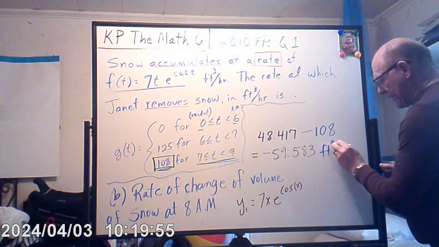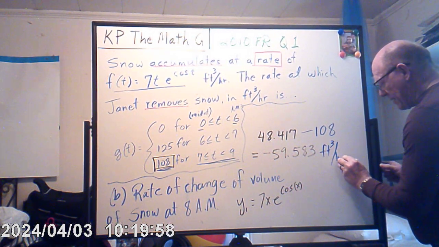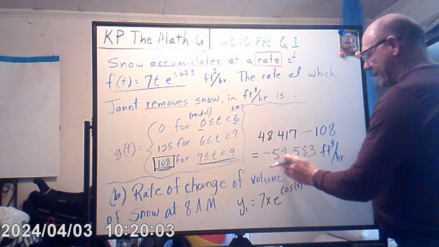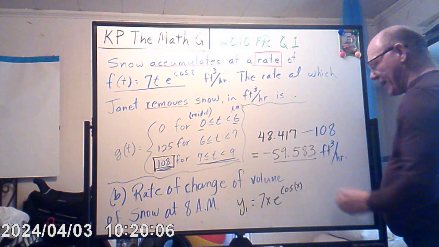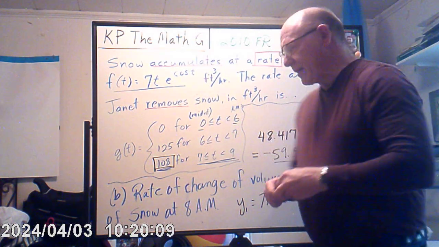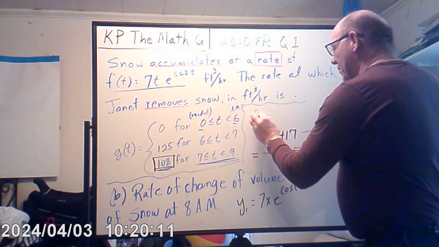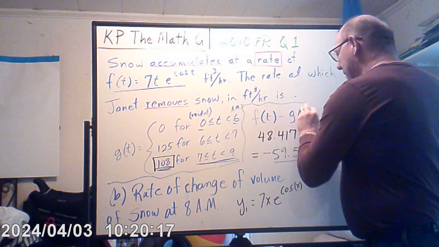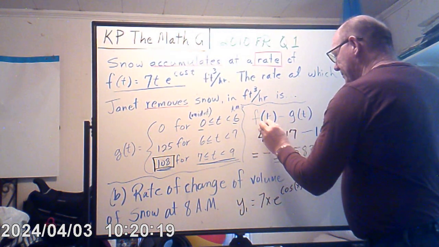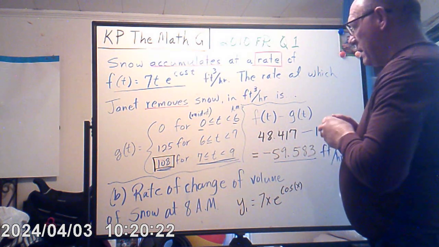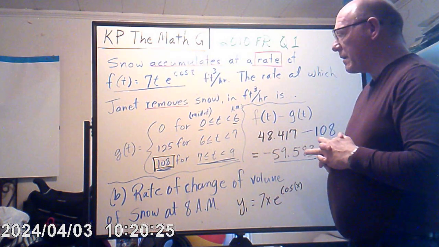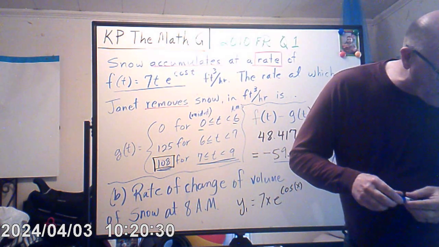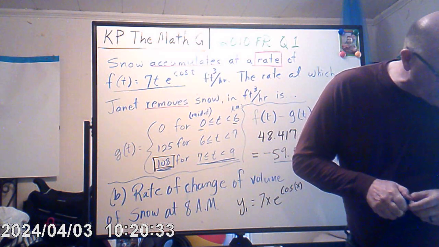Cubic feet per hour. And you're still dealing with this. This is a rate minus this rate. And so you've got to stick with rate of change. That's all you're doing. You can start off saying f at t minus g at t. That's what you're dealing with: the rate of change. Alright, that would be, find the rate of change of the volume of snow.